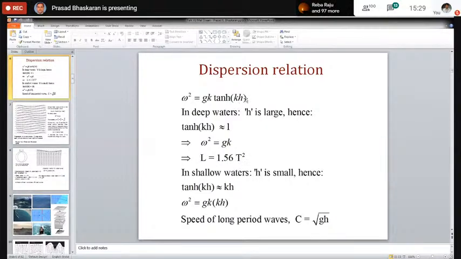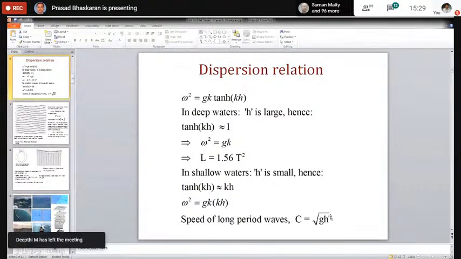Now, using the same equation, if I say that in shallow water h is very small, the tanh function approximately becomes equivalent to kh. So this equation reduces to omega squared is equal to gk multiplied by kh. That is what I have written here. If you connect these two equations, we can get the speed of the wave, that is lambda by T, which is equivalent to the square root of g multiplied by h. G is the gravity, h is the water depth. So the square root of g into h is the speed at which a long wave moves in shallow water. For example, in the previous slide, I was talking about a tsunami wave. A tsunami wave is a long wave, so I can use this equation to find the speed of the tsunami wave.